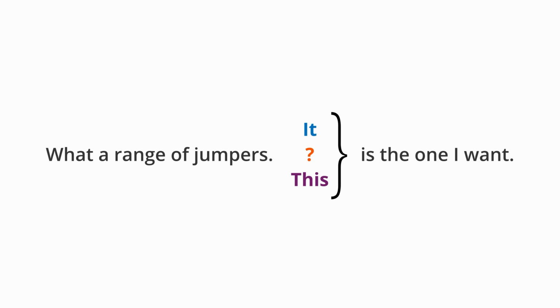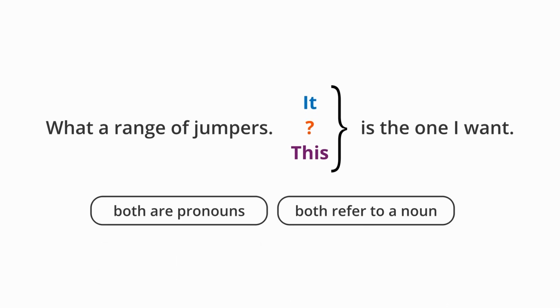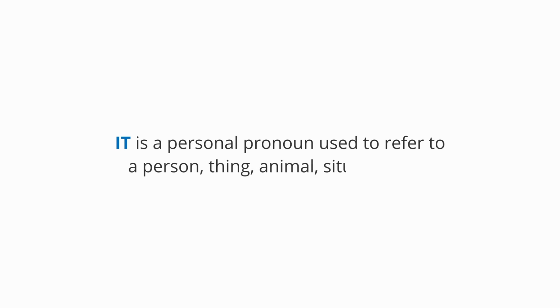It or this. Both of them are pronouns. Both of them refer to a thing. Which word to use? It. It is a personal pronoun used to refer to a person, thing, animal, situation, etc. We use it to refer to a thing or sometimes a person.